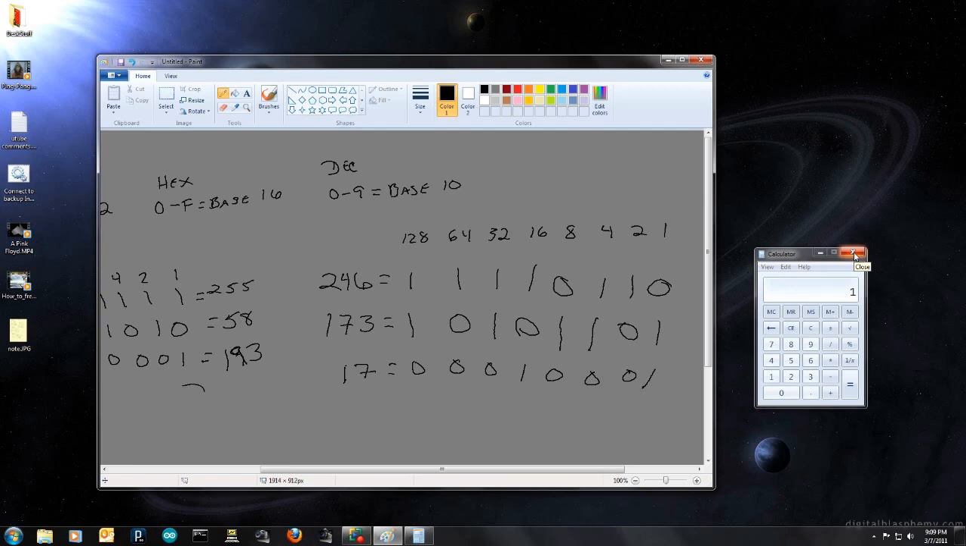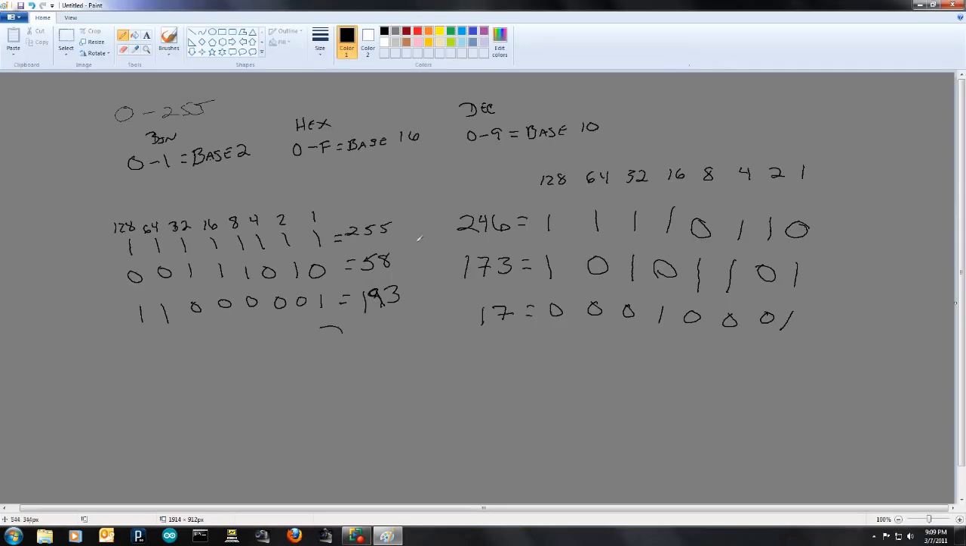Okay, so we've got our binary. Now what about our hexadecimal? Let's take one of these numbers, and they're very easy to turn. Once you have the binary, to go from binary to hexadecimal is very easy.